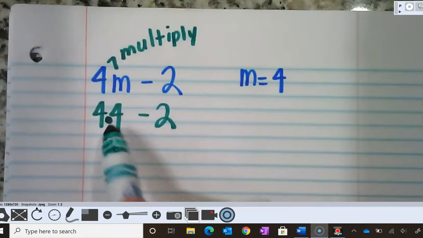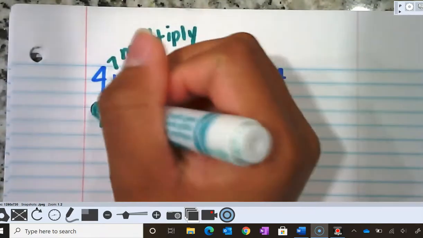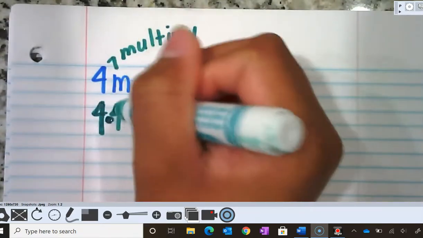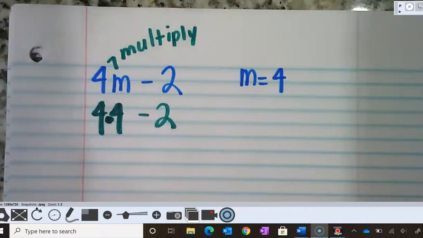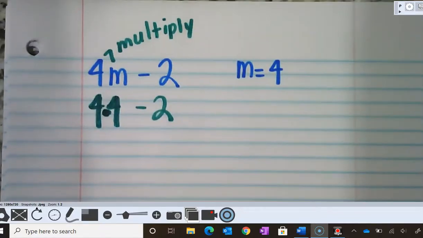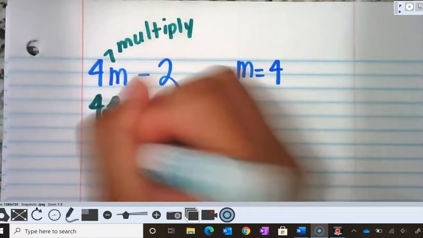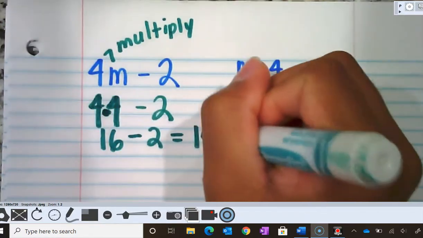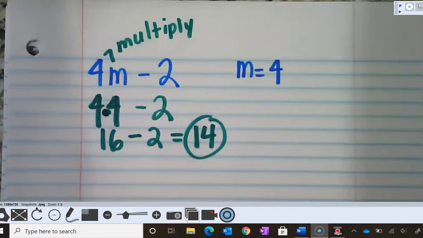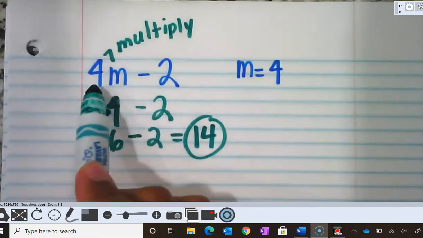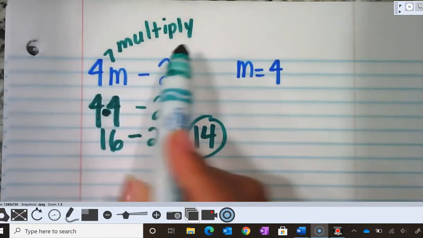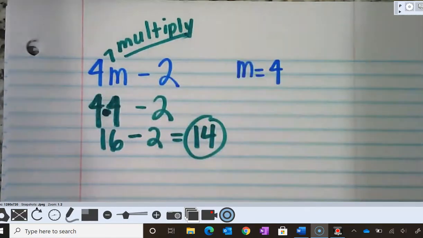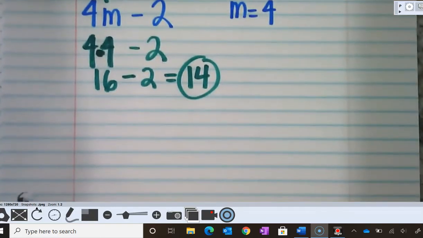And remember that dot means to multiply. We have 4 times 4. And now 4 times 4 is 16. 16 minus 2 gives me 14, leaving me with an answer of 14. So remember, a number and a variable next to each other means to multiply. Don't forget. All right, let's move on to the next problem.